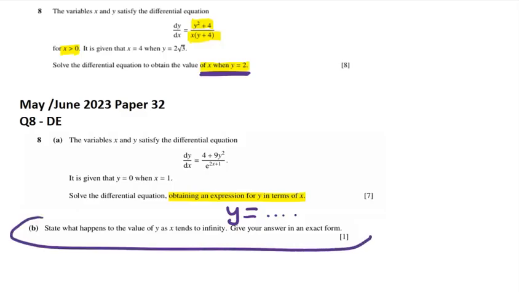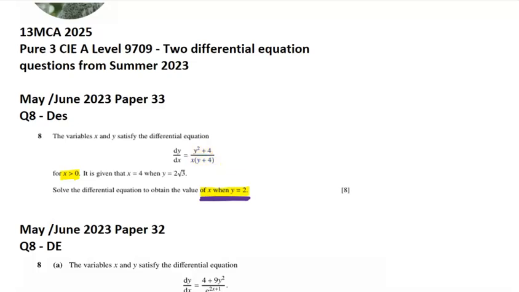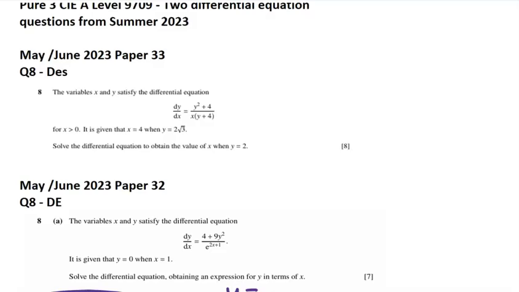And then in the second question, we have to just look at what happens to y as x tends to infinity. Okay, so let's go back and do this first one. So pause the video and give it a go, and then I'll work through it.